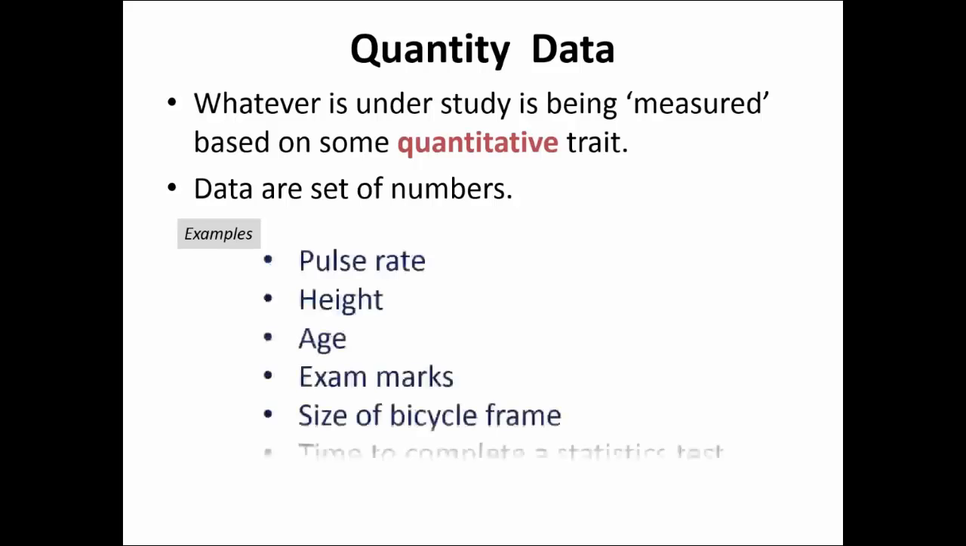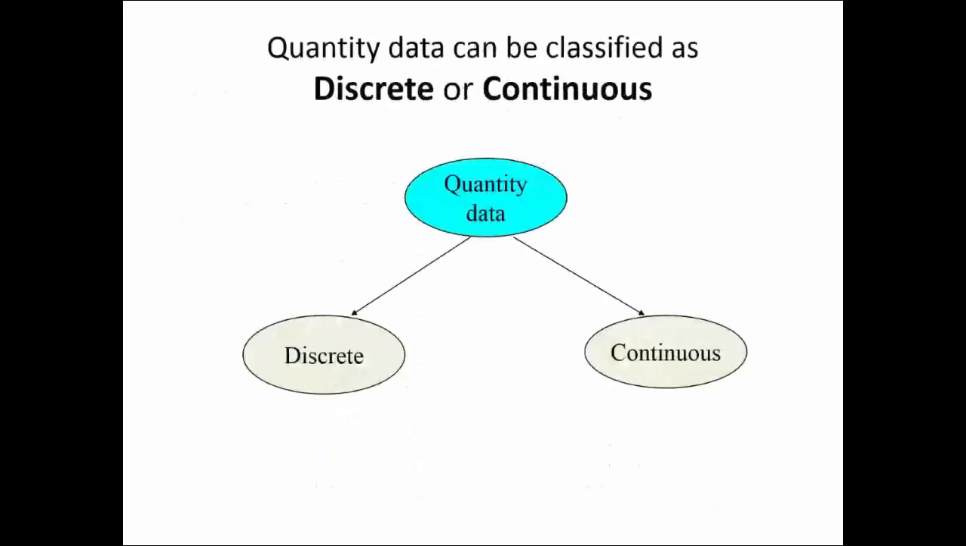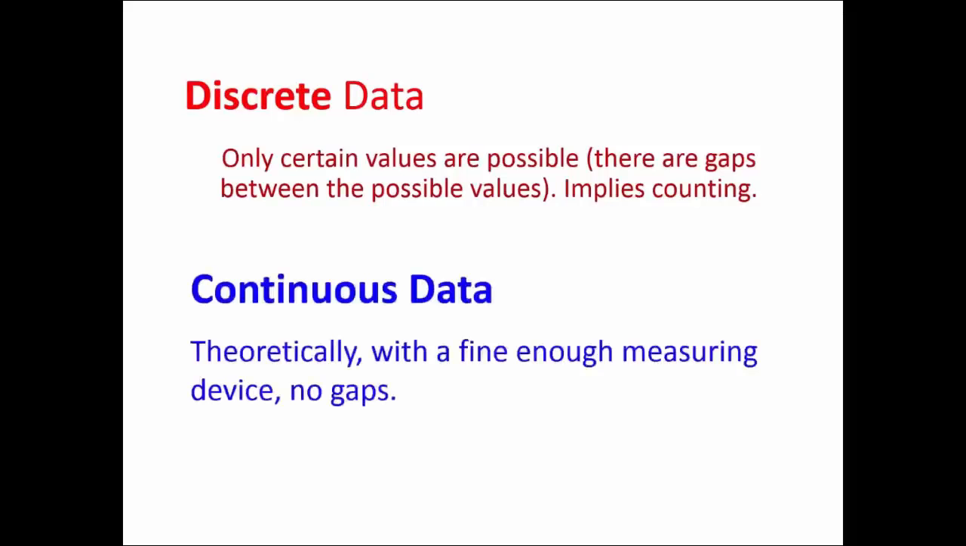Quantitative data, again, is something that's measured. So it's a set of numbers. So pulse rate, height, age, those types of things, exam marks. Quantitative data can also have different classifications. It can be discrete or it can be continuous. In discrete data, we're talking about something that only has certain values. You have 2 kids or you have 5 kids. You don't have 2.4 kids, that type of thing. Or it can be continuous.